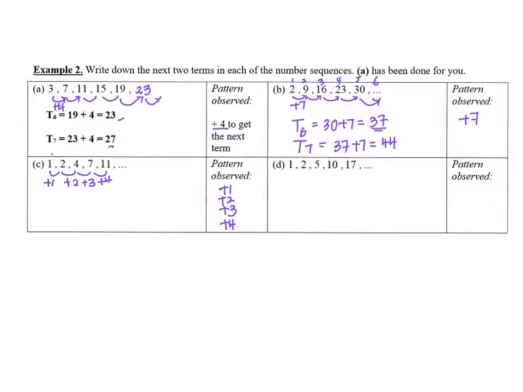So I have the 1, 2, 3, 4, 5. Term number 6. How am I going to get the sixth term? Taking 11, what do you think will be the pattern? I'm going to add 5. That gives me 60.